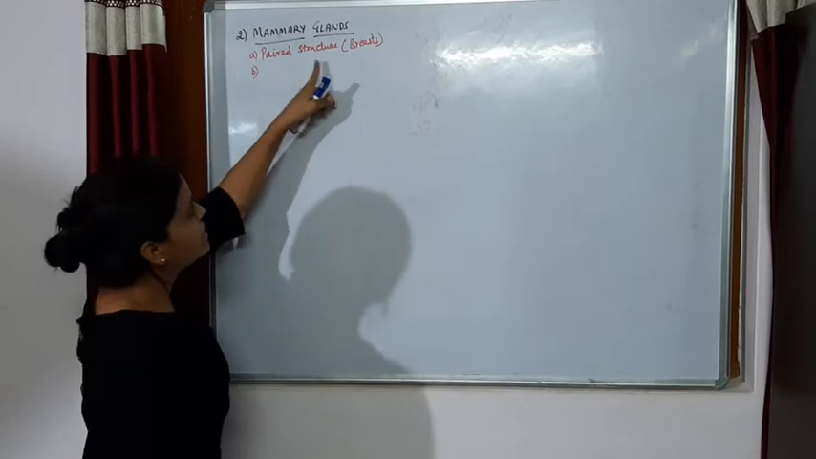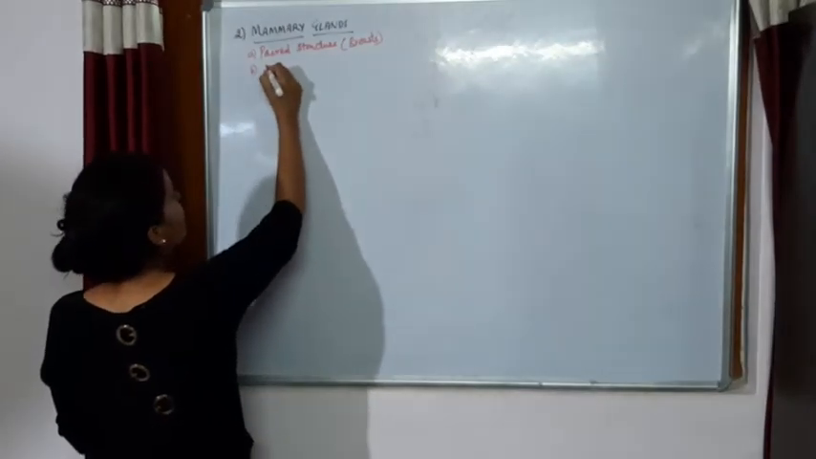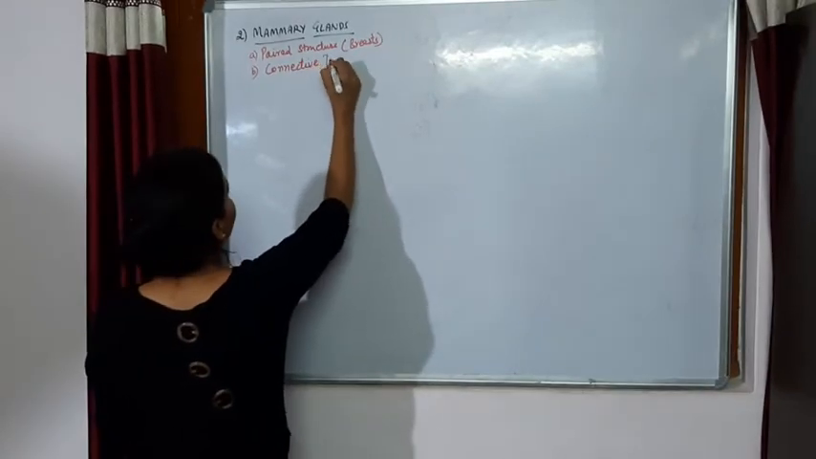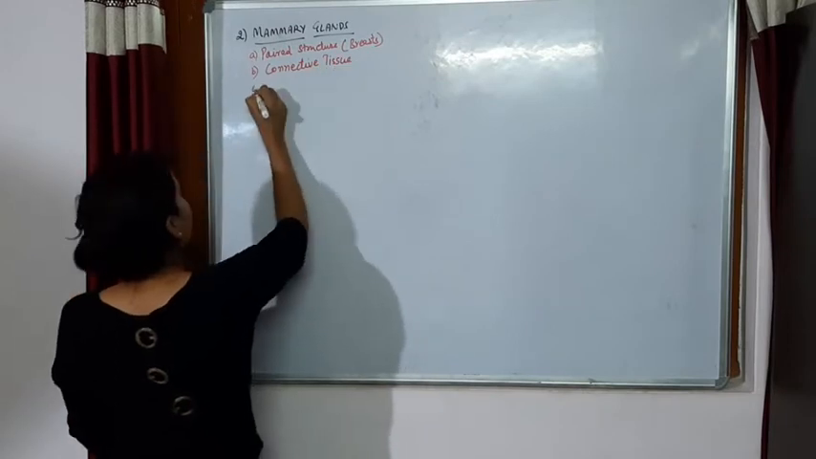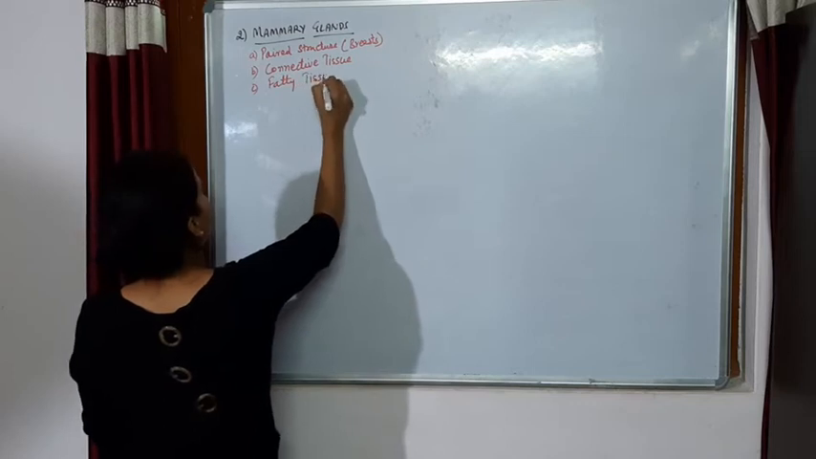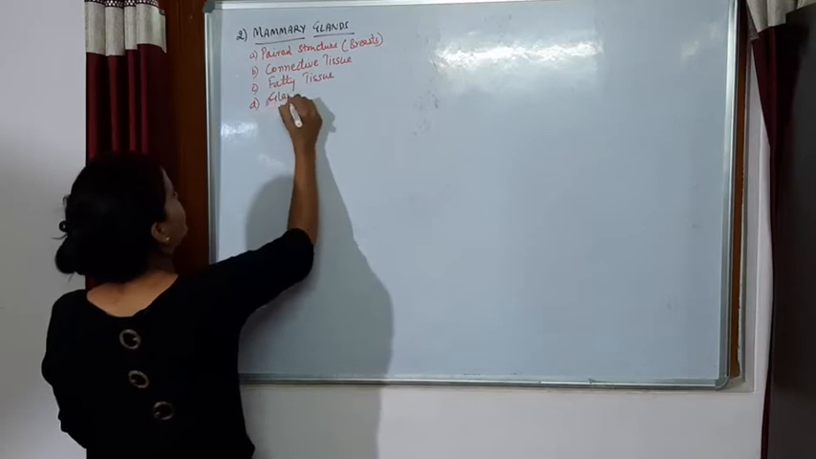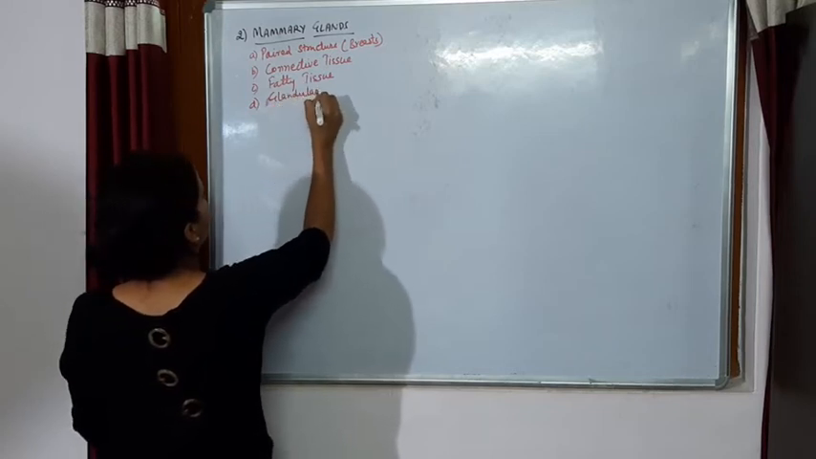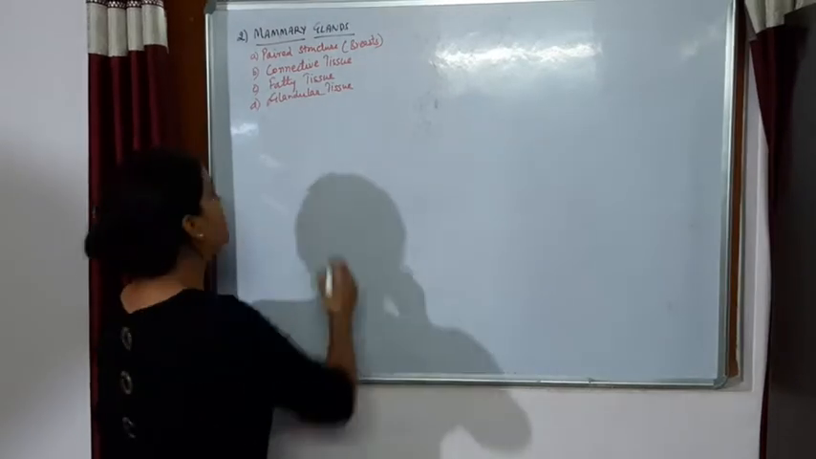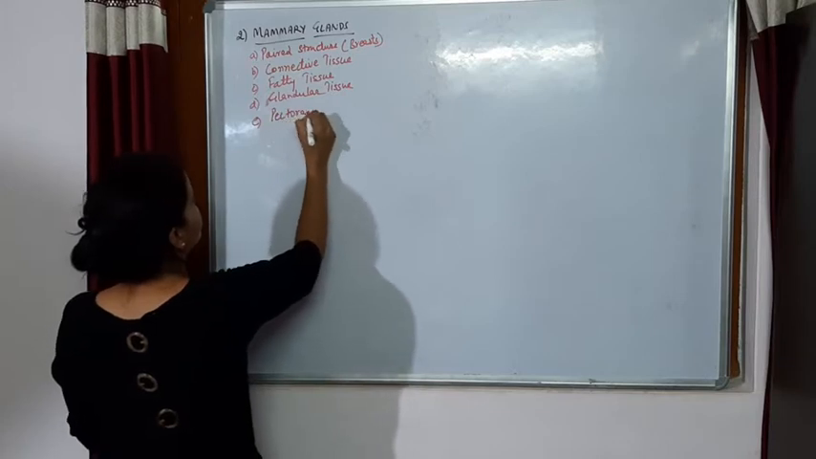So again, the paired structures, the breasts, and the mammary gland shows the presence of connective tissue in it. A lot of connective tissue is present, right? Then fatty tissue is also present, and next is the glandular tissue. Glandular tissue is also present, right? Apart from this, it shows the pectoral muscles.